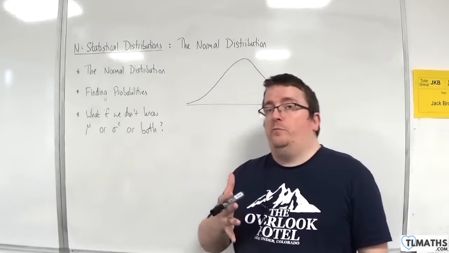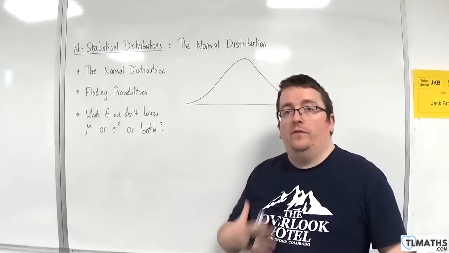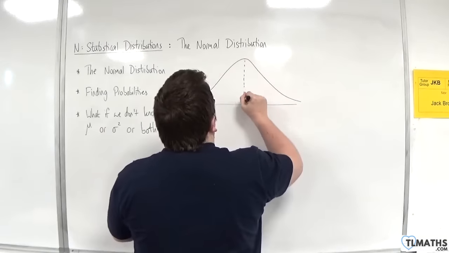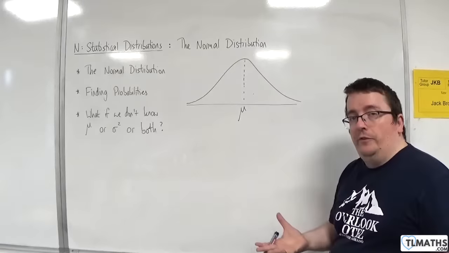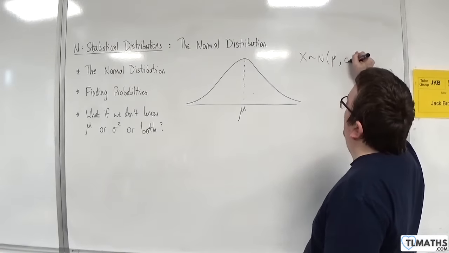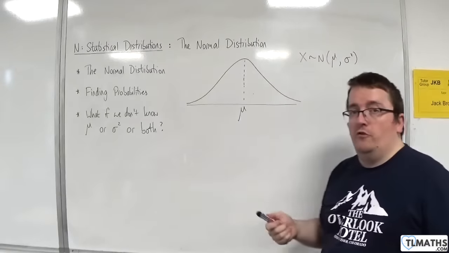So with the normal distribution, you should know what it looks like, and you should know that the mean sits right in the middle. So we use mu. And there are two parameters for the normal distribution, of course. X is a normal distribution with mean mu and variance sigma squared. So we write the variance in there.